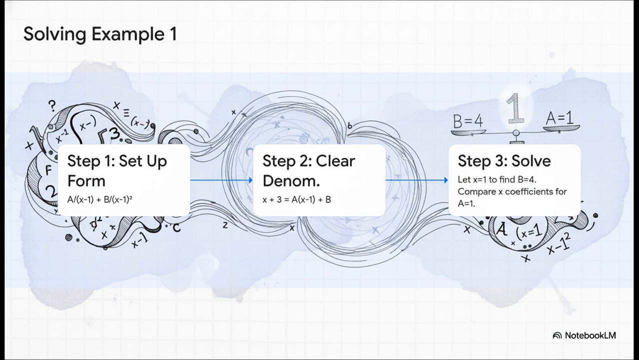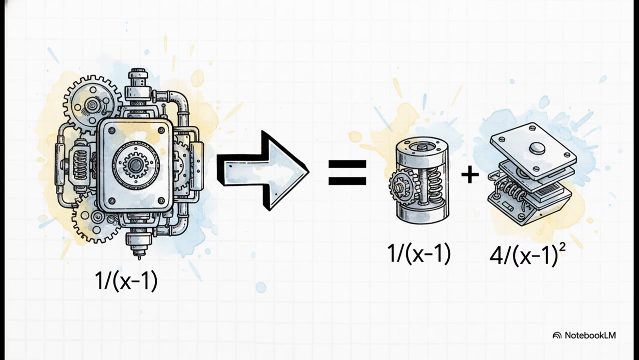Okay, so following our rule, we set up our form. We need one term for x minus 1 and another for x minus 1 squared. Now, after we clear that denominator, we get to the really clever part. By strategically plugging in x equals 1, that whole a term just vanishes, which lets us solve for b instantly. We find out b is 4. Then, to find a, we just compare the x coefficients on both sides of the equation, which tells us a has to be 1. And just like that, we've got our answer. That original fraction breaks down beautifully into 1 over x minus 1 plus 4 over x minus 1 squared. See? That first rule makes it totally manageable.